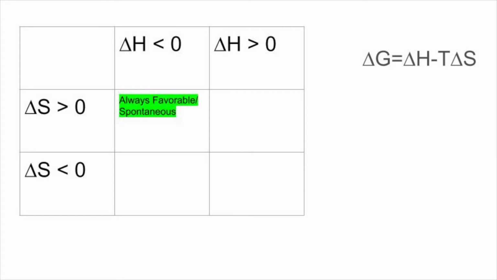The second case we have to consider is an endothermic reaction that becomes more ordered. Neither is favorable, and if we look at the equation for Gibbs free energy, a positive delta H and a negative entropy will always result in a positive delta G, which is not favorable.